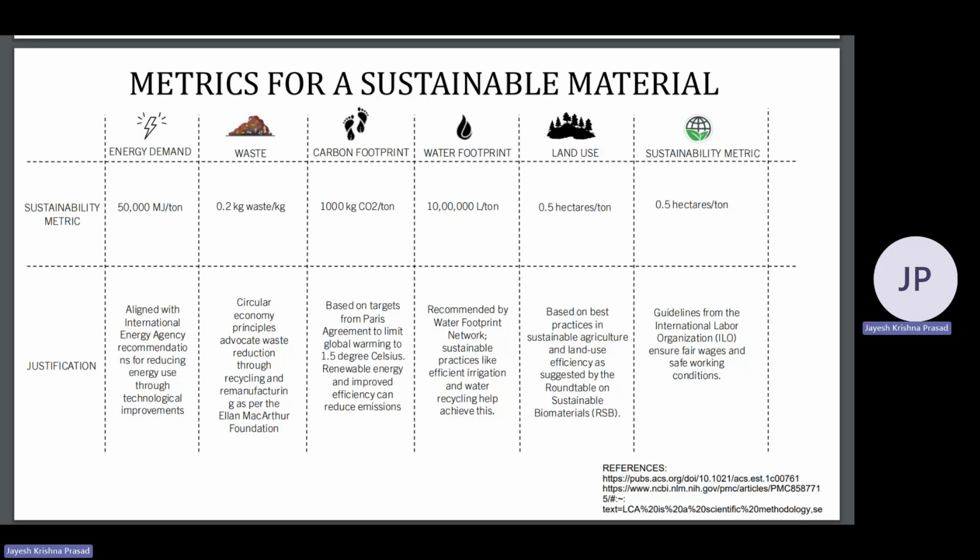threat. Lastly, we have the land use metric, which is set at 0.5 hectares per ton. This target is based on best practices in sustainable agriculture and land use efficiency, as suggested by the Roundtable on Sustainable Biomaterials. By minimizing land use, we can help protect natural habitats and biodiversity, ensuring that our material sourcing does not come at the expense of the environment.